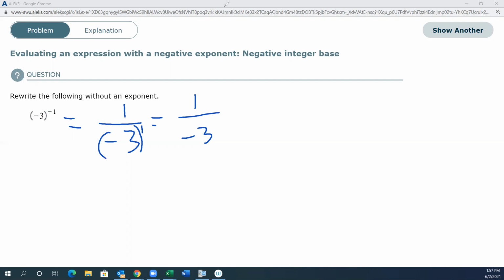Let's try just a little bit more on these. That would be 1 over -7 squared, or 1 over 49. And this would be 1 over -9 to the positive 1 power, or -1/9.